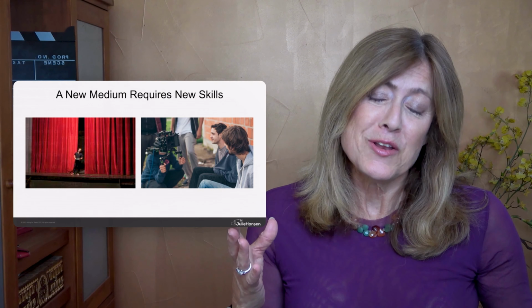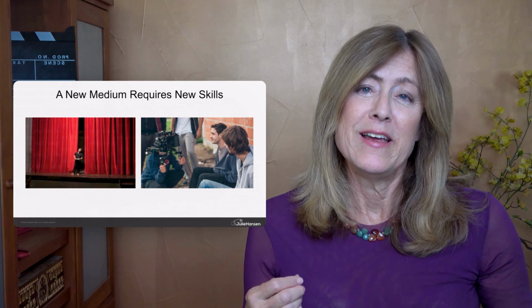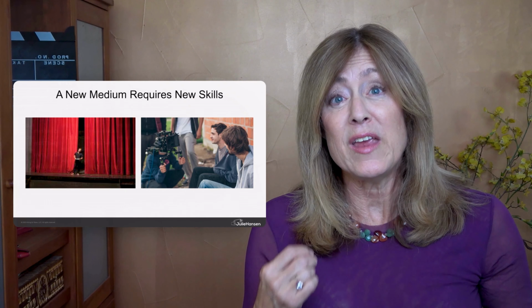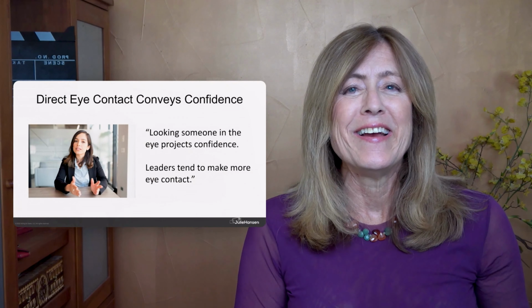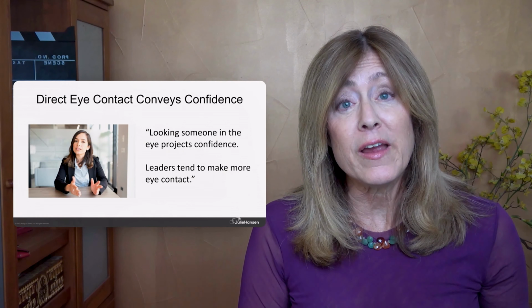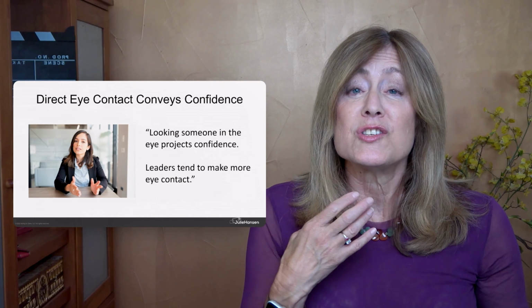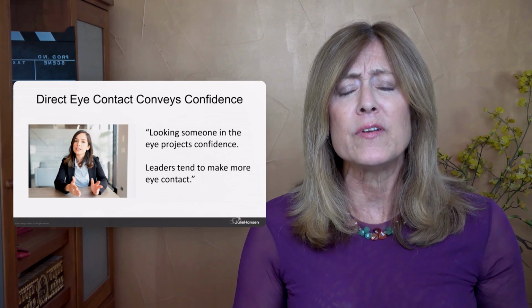So the fact is that it's a new medium and it requires new skills. And we need to adapt some of those if we're going to communicate as effectively as we do in person. Let's look at a couple of the qualities that express virtual executive presence, and what happens on camera when we try to express those the same way we do in person. So, for instance, one of the ways that we determine whether someone is confident or credible is through direct eye contact, right? We associate direct eye contact with having confidence.